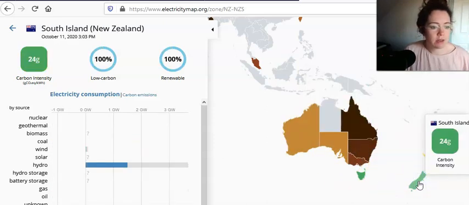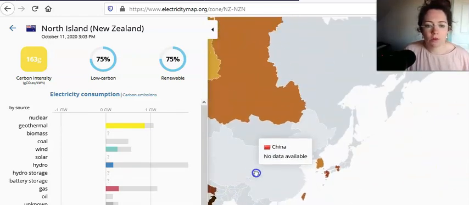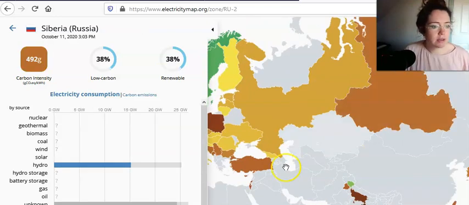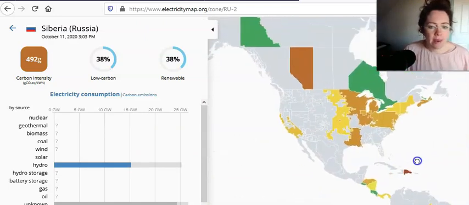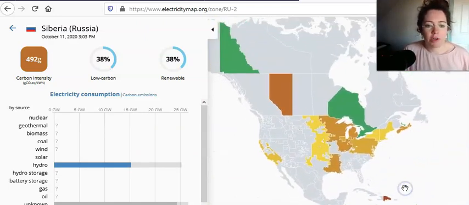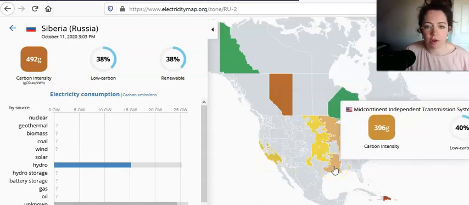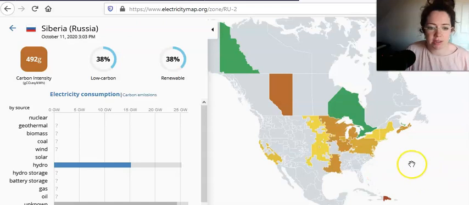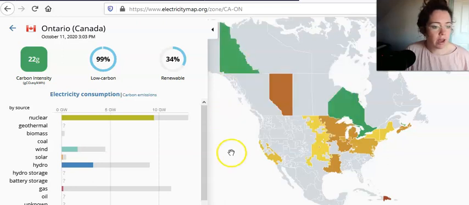New Zealand, huge hydro reserves. Geothermal in the North Island, some gas. We can go to Asia. Let's see what China is running. Oh, this is Russia. And then different states in North America vary very much by their resources. These are different grids. So North America has different grids, and every grid has one specific emissions intensity. Here, Ontario and Yukon have very high nuclear and renewables reserves.